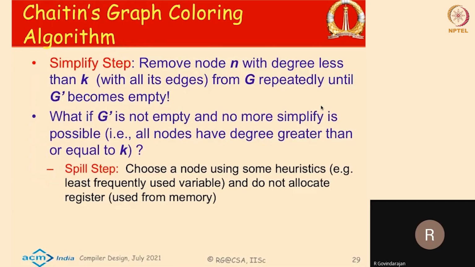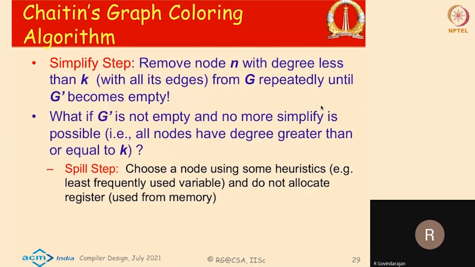If you end up in a graph where the remaining nodes have greater than or equal to k edges, then you go to the spill step, where you try to pick one of the nodes in the remaining graph and identify that as a spill node.